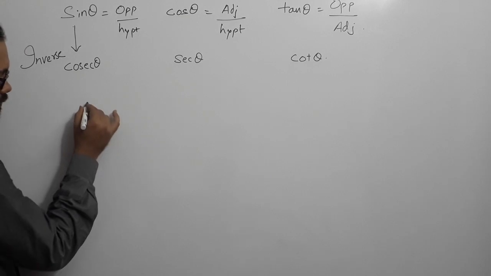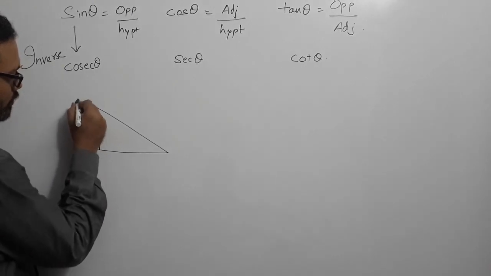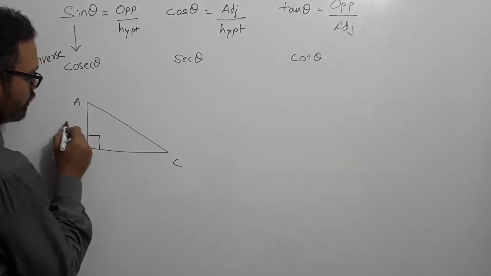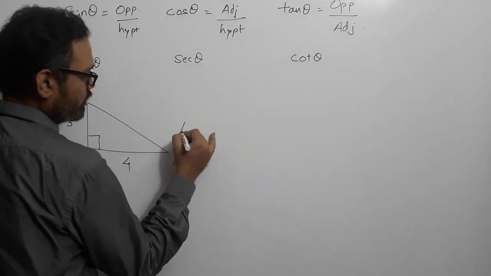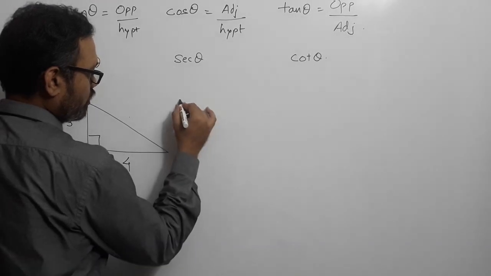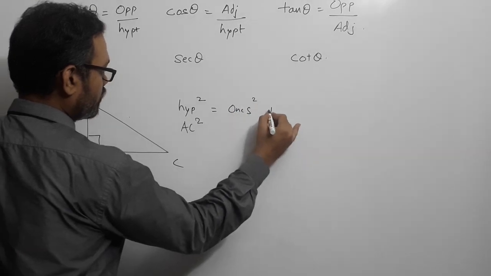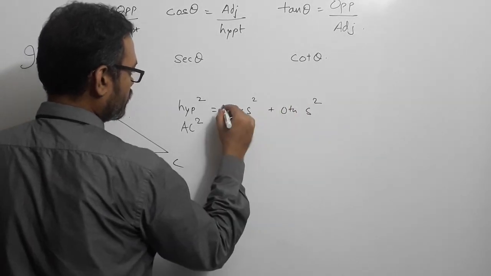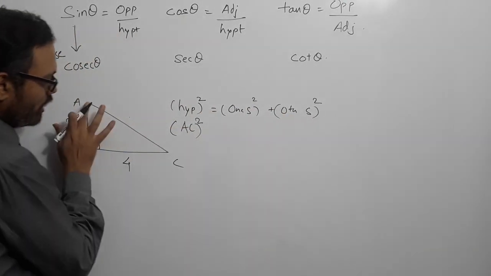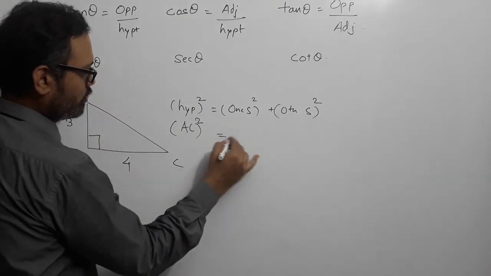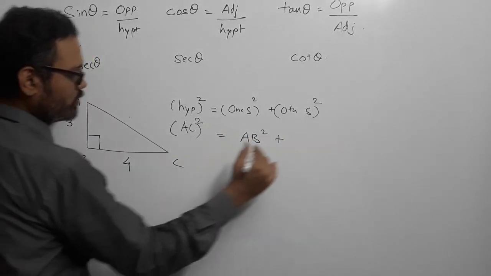This is a triangle, 90 degrees, A, B, C. One side is 3, one is 4. Find this. So as per Pythagoras theorem, hypotenuse square is equal to one side square plus other side square. What is a square? Square is nothing else but multiplication two times. So hypotenuse square, which is AC, is equal to one side square, which is AB, plus other side square, which is BC.